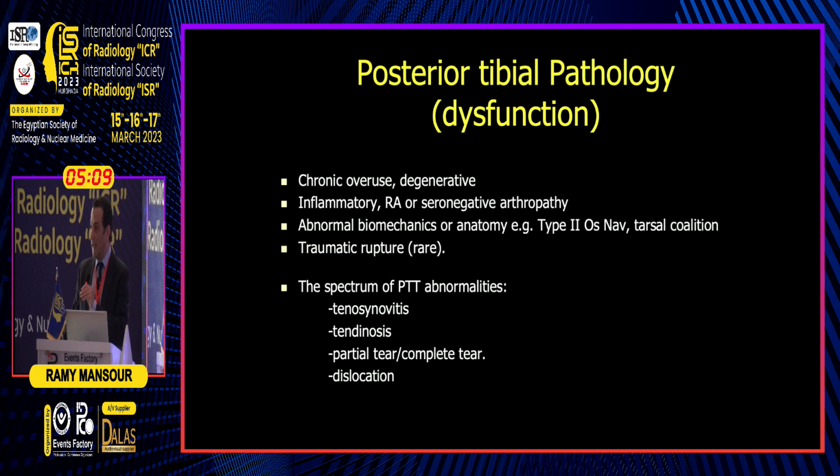So we'll now move to the second part of the presentation, the pathology. The most commonly inflamed tendon in the ankle after the Achilles tendon is the posterior tibial tendon, and it's mainly from overuse and degenerative change. It could be part of an inflammatory process. It could be secondary to os trigonum, or of course, secondary to trauma. The spectrum ranges from tenosynovitis and tendinopathy to partial tear and up to complete tear.